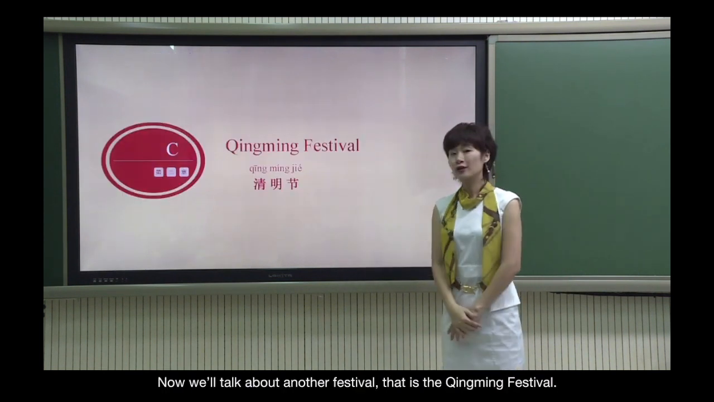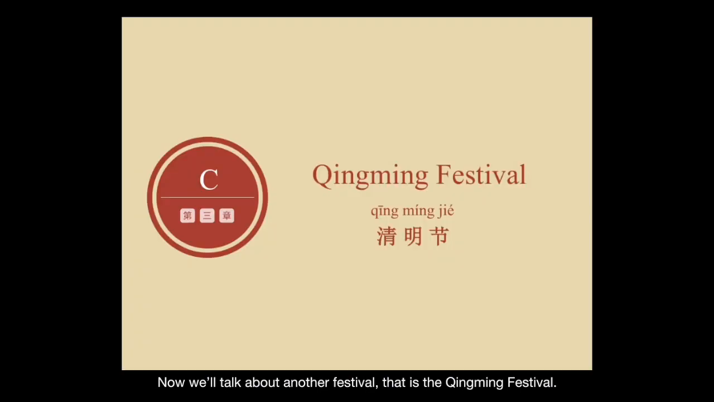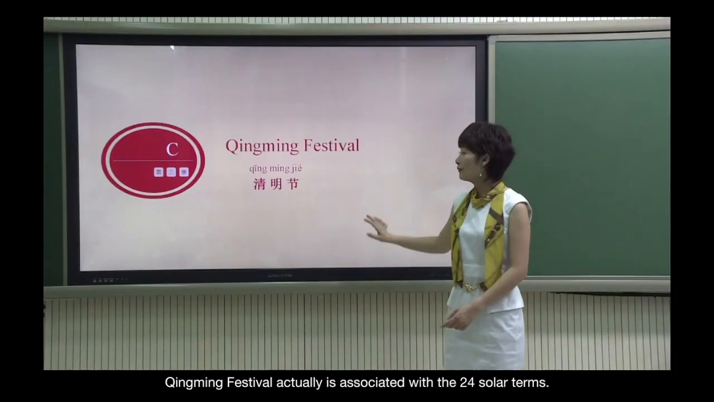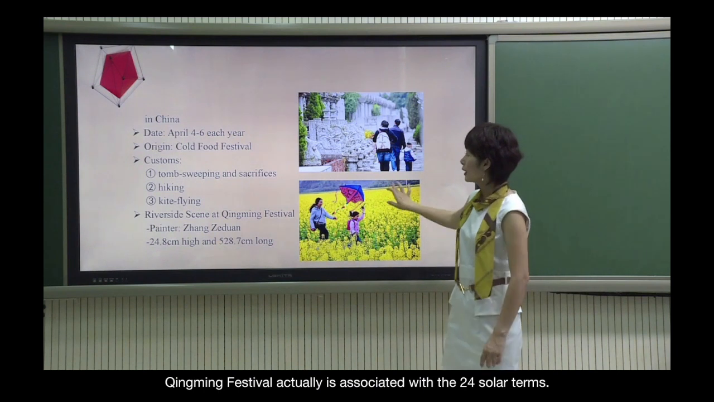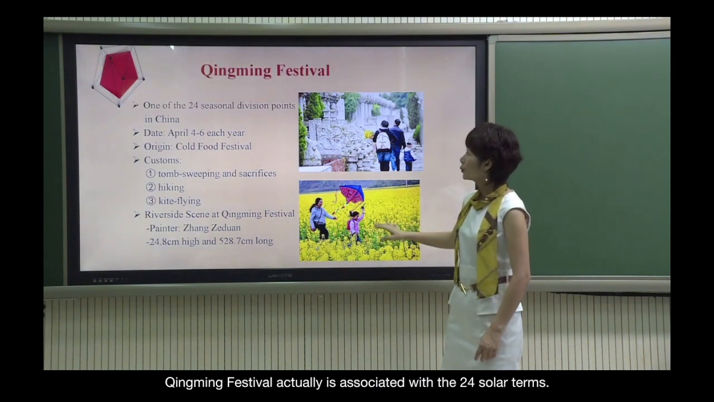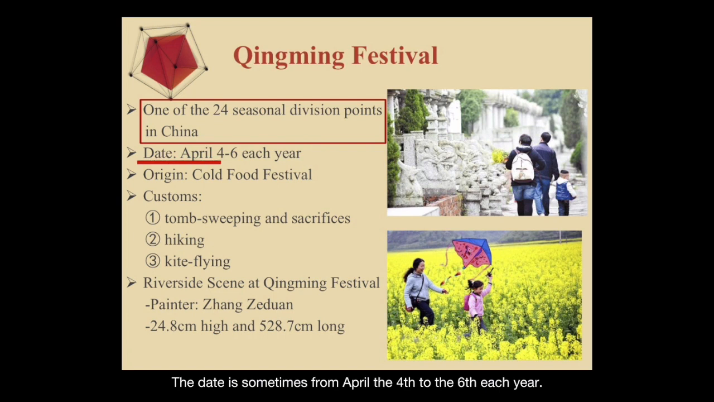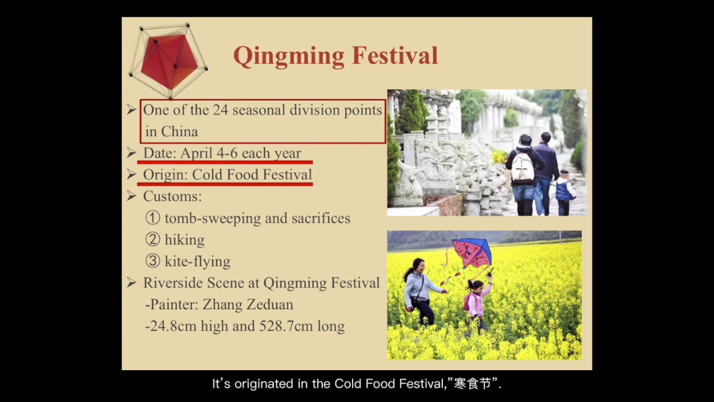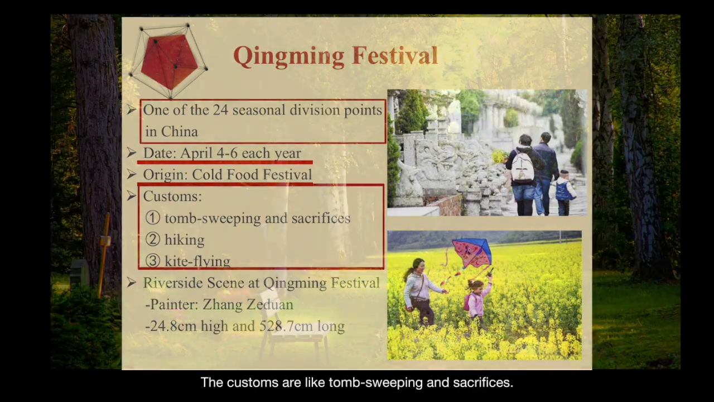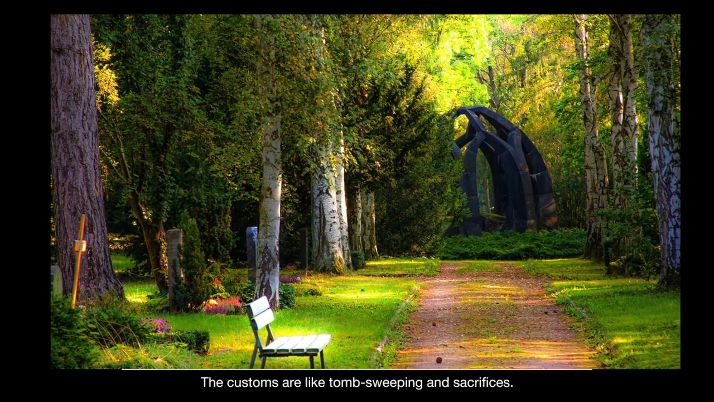Now we'll talk about another festival, that is the Qingming Festival. Qingming Festival is actually associated with the 24 solar terms. It's one of the 24 seasonal division points in China. The date is sometimes from April the 4th to the 6th each year. It originated in the Cold Food Festival, 寒食节. The customs are tomb sweeping and sacrifices.